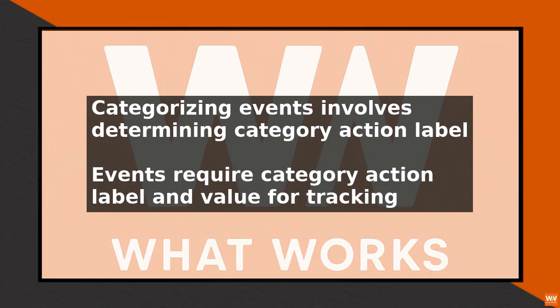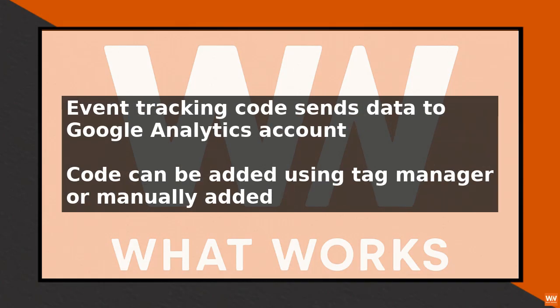Next, you need to add the event tracking code to your website. This typically involves using the Google Analytics JavaScript library to send event data to your Google Analytics account. You can do this by using a tag manager like Google Tag Manager or by manually adding the code to your website. A typical event tracking code looks like this. It has the category, action, label, and value, and it sends this data to Google Analytics when the event occurs. You can also use the Google Analytics debug mode to test and verify that your event tracking is working correctly.